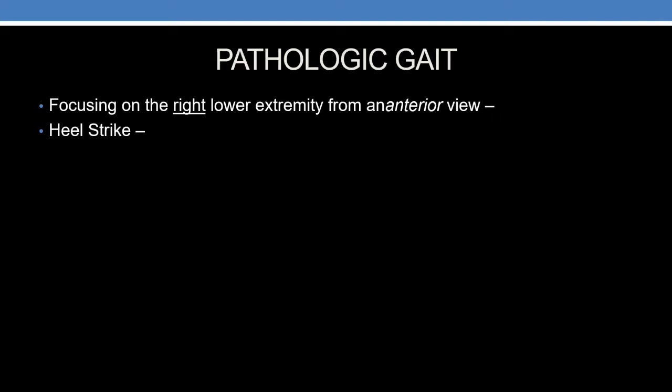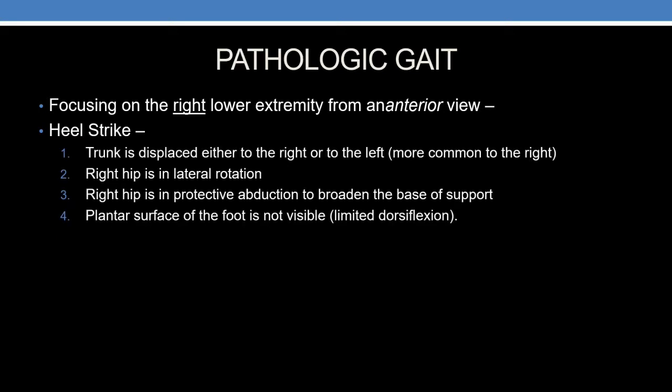Now, in the presence of pathologic conditions, in other words, following injury or following trauma, we see some deviations from those normal findings. As the injured worker walks towards us again from an anterior view, we see that the trunk is displaced either to the right or to the left. And more common would be a leaning to the right towards the weight-bearing side. We could see that the right hip is in lateral rotation.